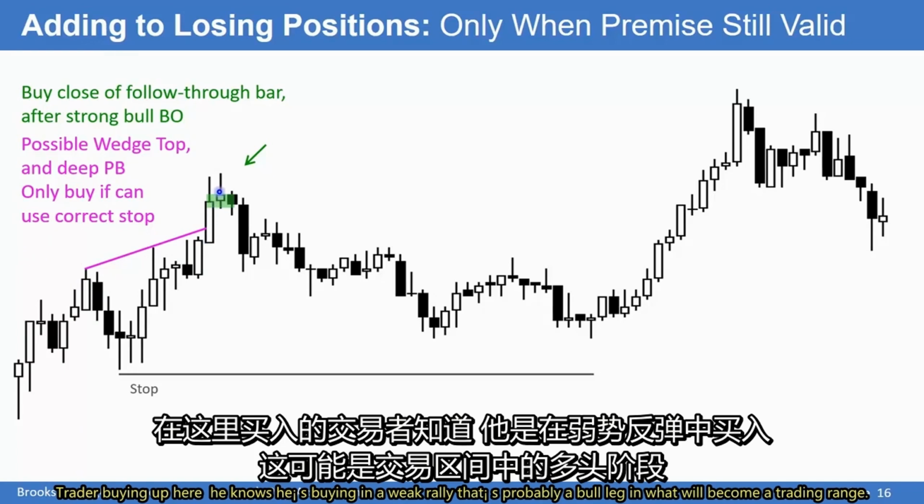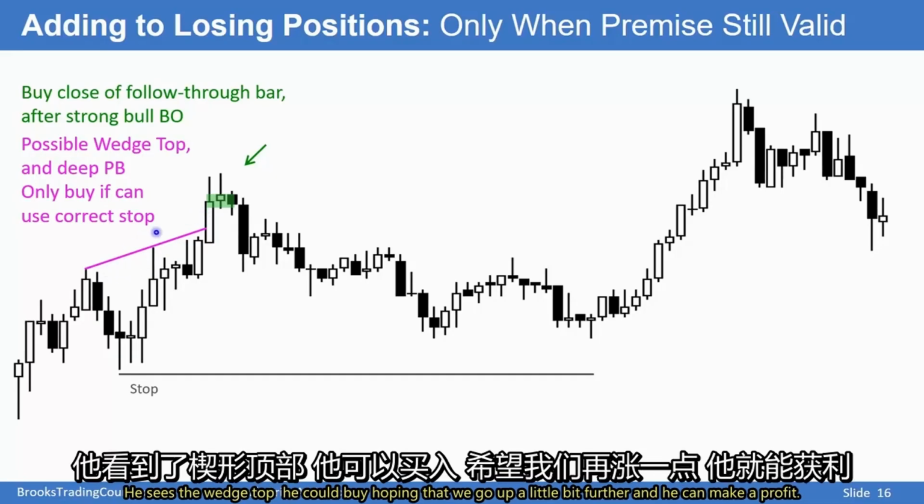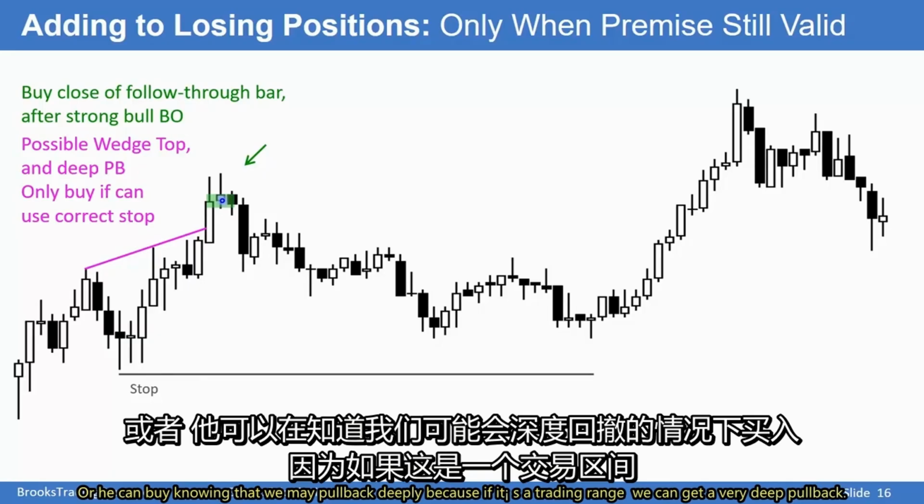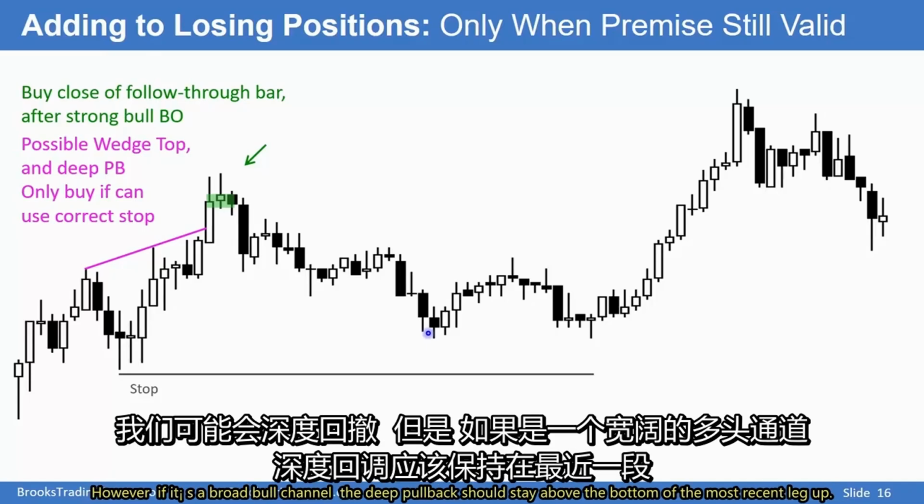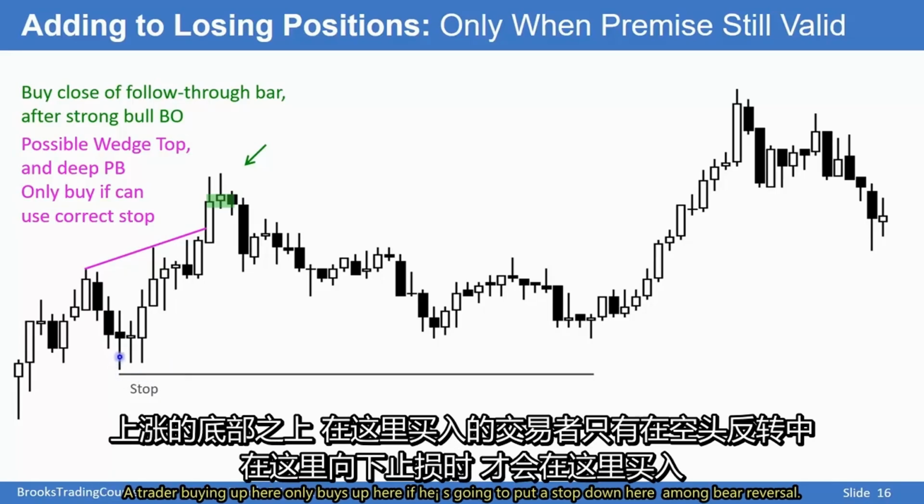Trader buying up here, he knows he's buying in a weak rally that's probably a bull leg and what will become a trading range. He sees the wedge top. He could buy hoping that we go up a little bit further and he can make a profit, or he can buy knowing that we may pull back deeply, because if it's a trading range, we can get a very deep pullback. However, if it's a broad bull channel, the deep pullback should stay above the bottom of the most recent leg up. A trader buying up here only buys up here if he's going to put a stop down here.